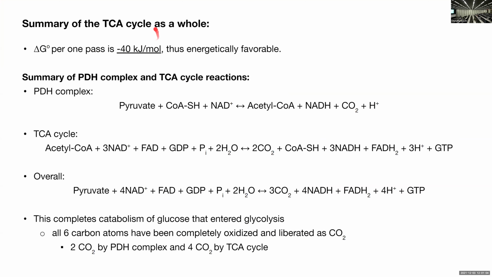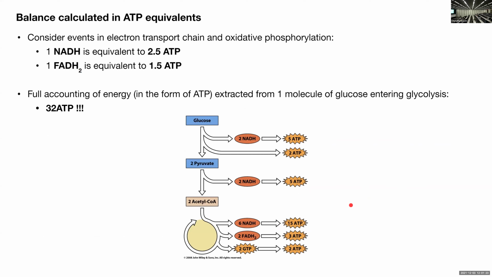So here's a summary of the TCA cycle. The reactions here, basically TCA and the overall ones there too. And again, the important thing would be, in the end, how many molecules you get and what they're used for. And here's the balance. In the last lecture we talked about oxidative phosphorylation, where NADH is used to generate 2.5 ATP, while FADH2 will generate only 1.5 ATP. So those are the differences there.